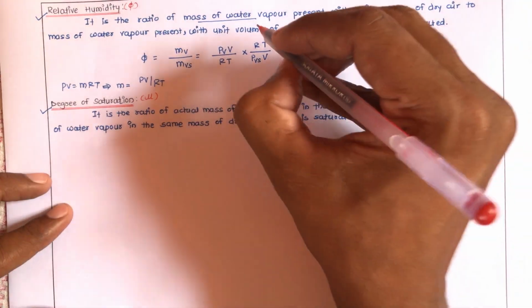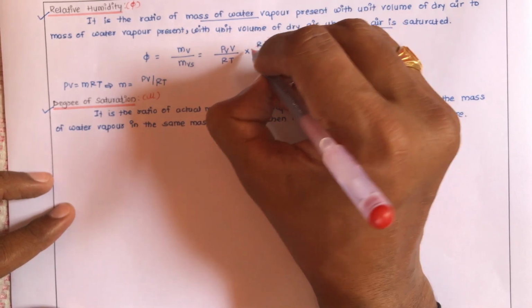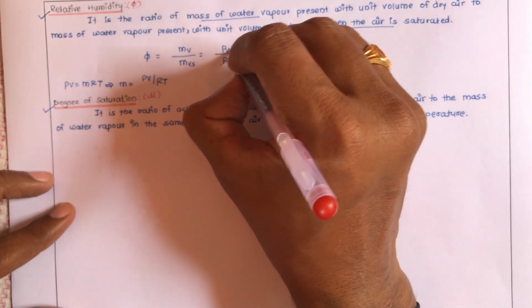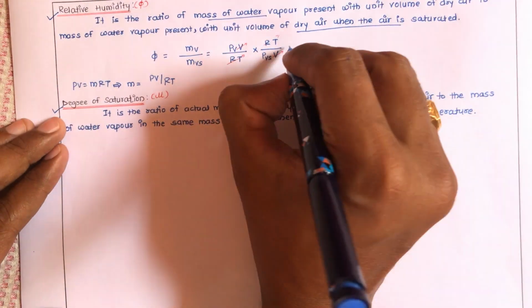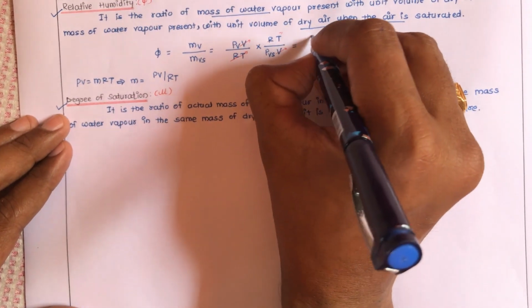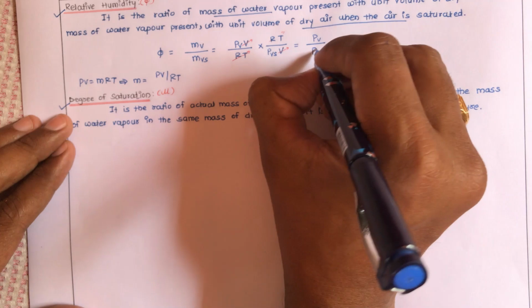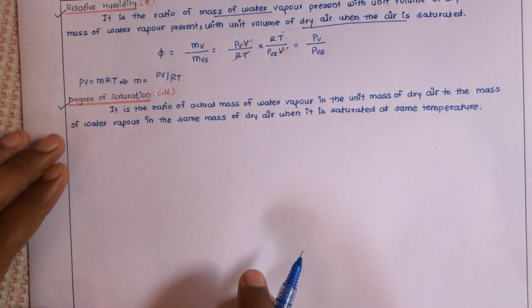Now just check which things we can cancel. This RT and this RT we can cancel. This V with this V we can cancel. And finally what can we get? I will get Pv upon Pvs.